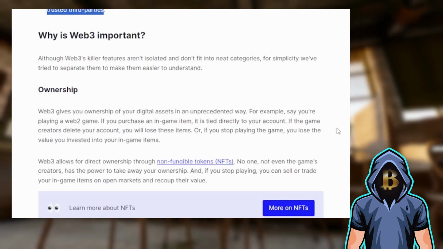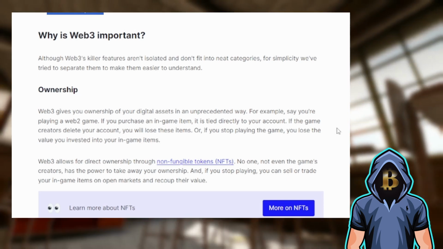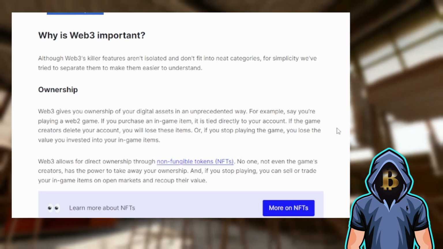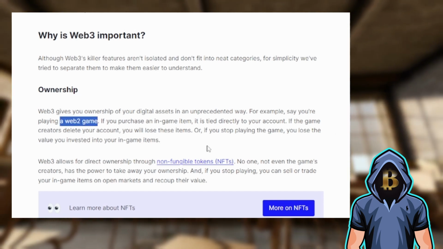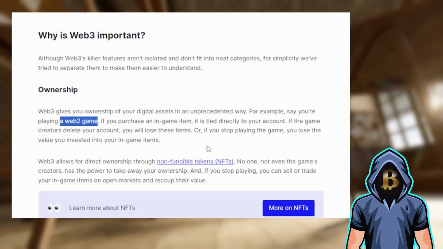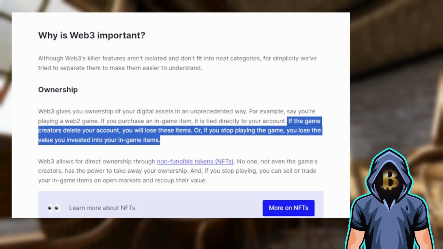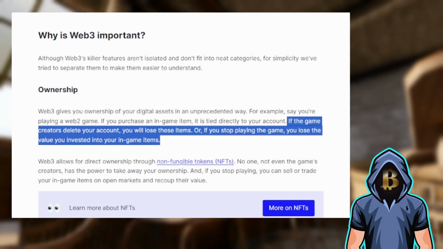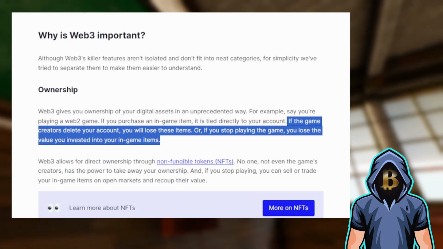Why is Web 3 important? Well, number one, it gives you ownership of your digital assets in an unprecedented way. For example, say you're playing a game in Web 2. If you purchase an in-game item, it's tied directly to your account. If the game creators delete your account, or if you lose those items, or if you stop playing the game, you lose the value you invested into your in-game items.